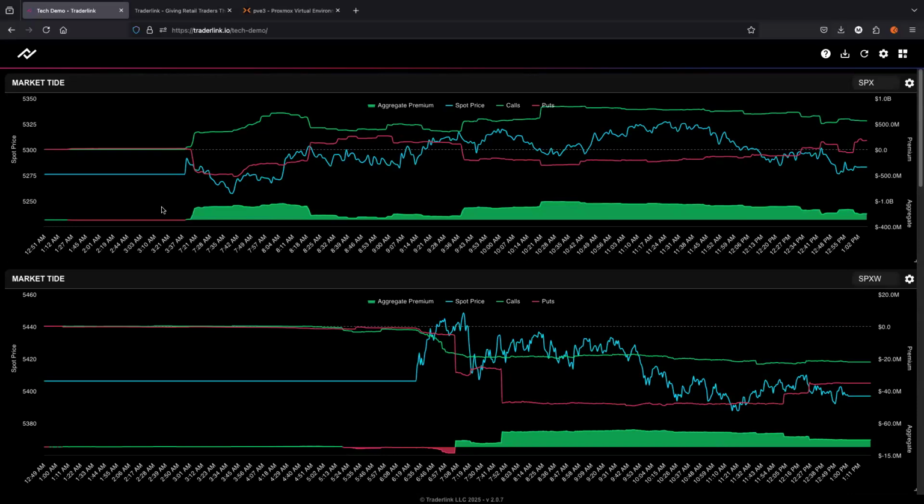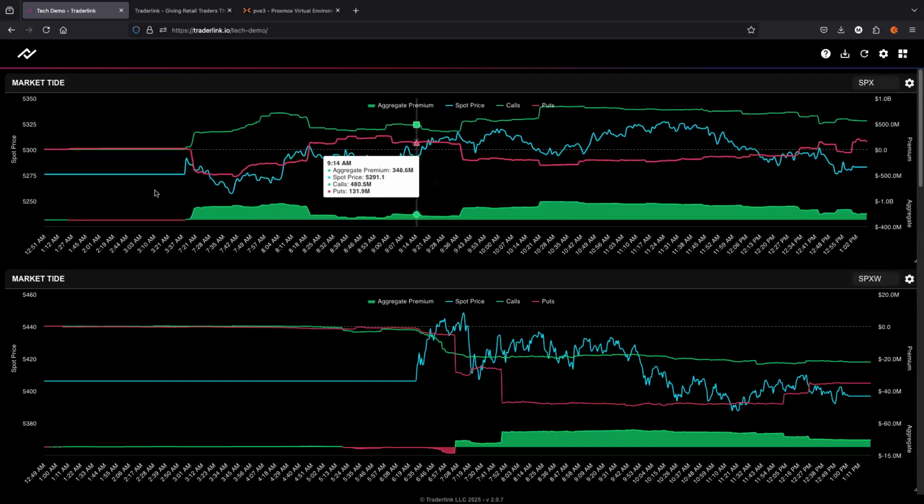Because we don't know the intent of a trader, the best thing that we can do is determine if somebody is buying or selling something based on the execution in relation to the bid and the ask. So if something is executing on the bid, we lean to it being a sell. If something executes at the ask, we lean to it being a buy. And that's really all that market tide is doing.